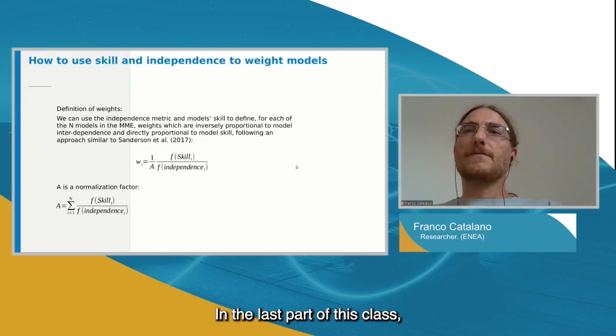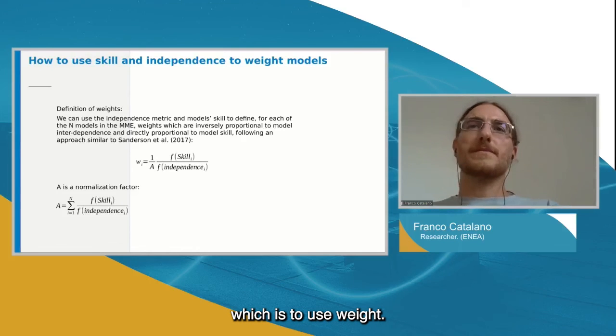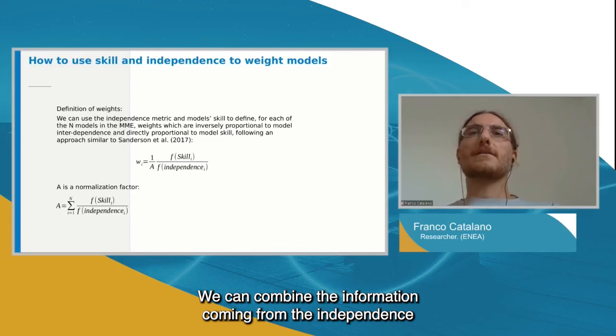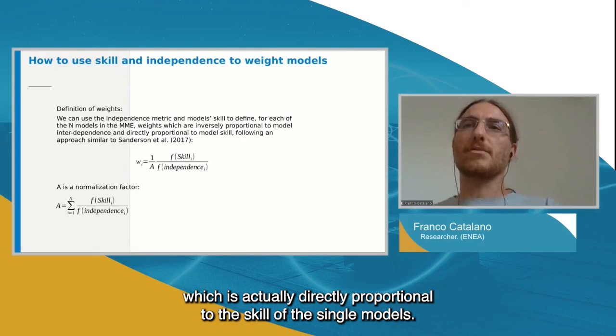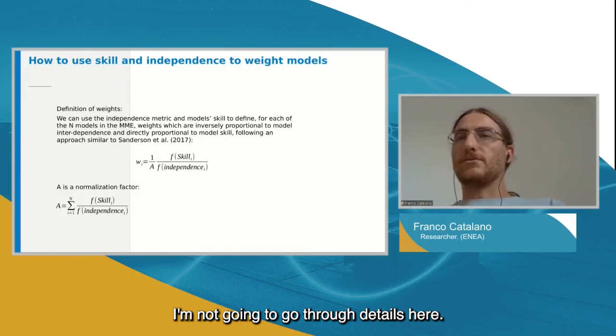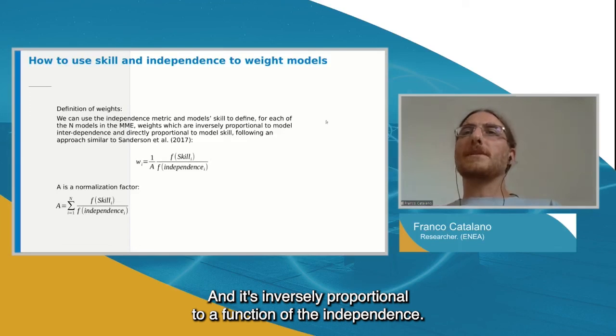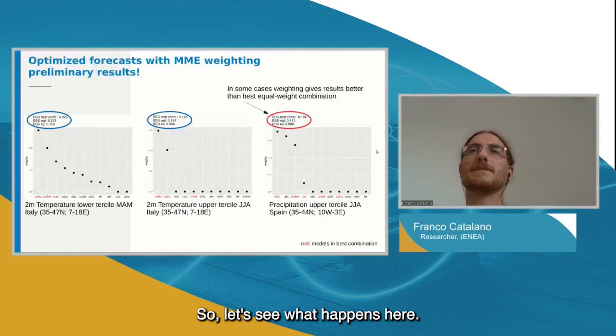So in the last part of this class, I'd like to introduce another way to improve the skill, which is to use weights. We can combine the information coming from the independence and the one coming from the single model skill into a weight which is directly proportional to the skill of the single models. This is just a generic function. I'm not going to go through details here. And it is inversely proportional to a function of the independence. And we can just normalize. So let's see what happens here.